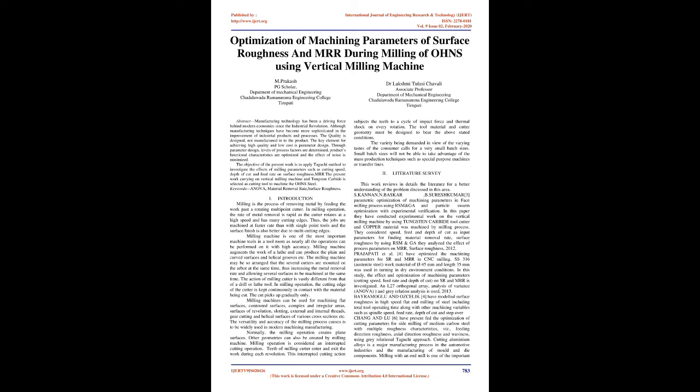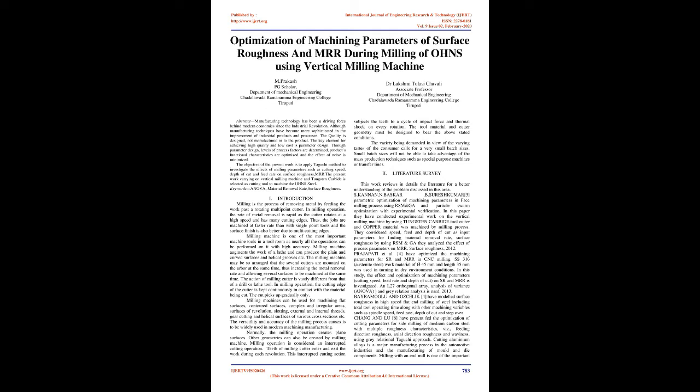Normally, the milling operation creates plane surfaces. Other geometries can also be created by a milling machine. Milling operation is considered an interrupted cutting operation. Teeth of the milling cutter enter and exit the work during each revolution. This interrupted cutting action subjects the teeth to a cycle of impact force and thermal shock on every rotation. The tool material and cutter geometry must be designed to bear the above-stated conditions.